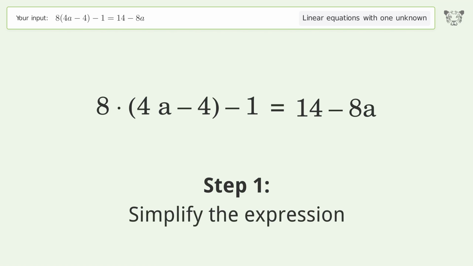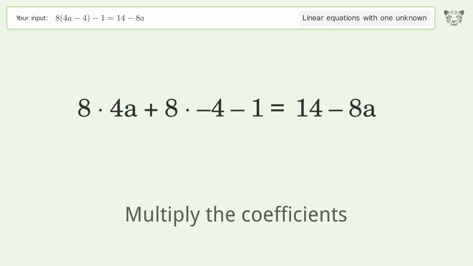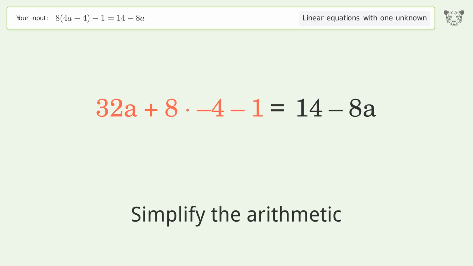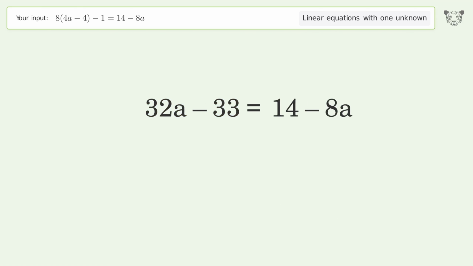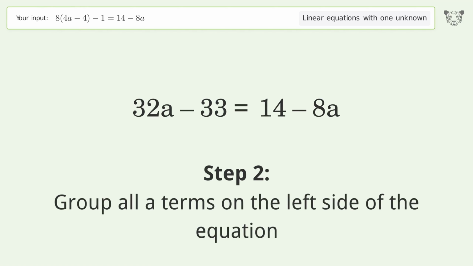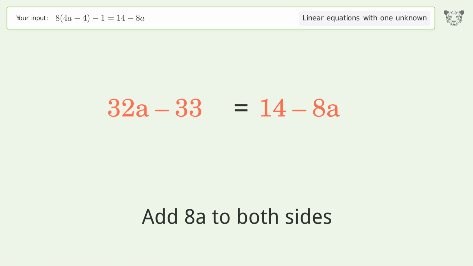Simplify the expression. Expand the parentheses. Multiply the coefficients. Simplify the arithmetic. Group all a terms on the left side of the equation. Add 8 to both sides.